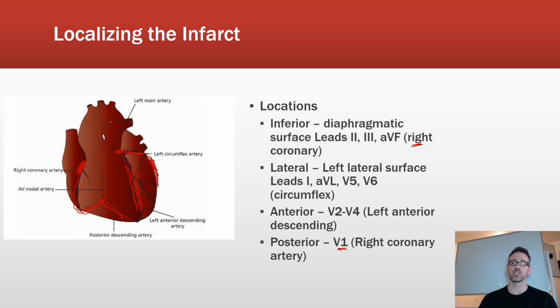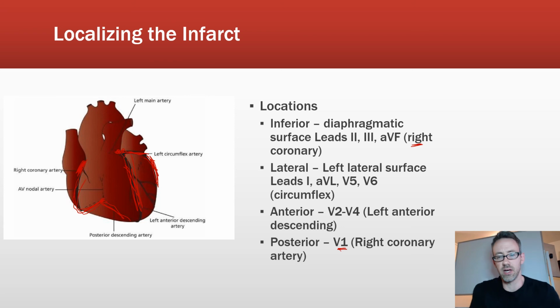It's often associated with 2, 3, and AVF because the right coronary usually supplies the posterior aspect of the heart. So you can look at 2, 3, and AVF and see ST segment elevations. If you see ST segment elevations in 2, 3, and AVF, take a look at V1 and see if V1 has an ST segment depression as well as a large R wave. That might give you some information that the posterior is involved as well.